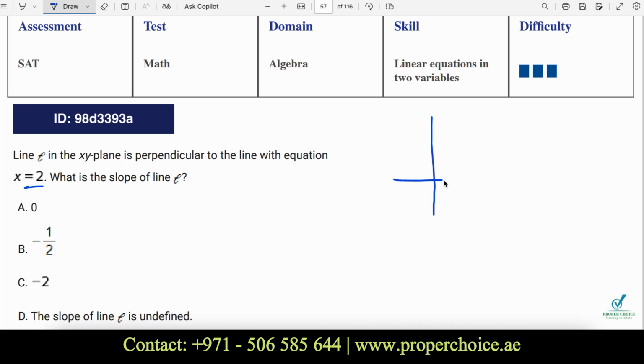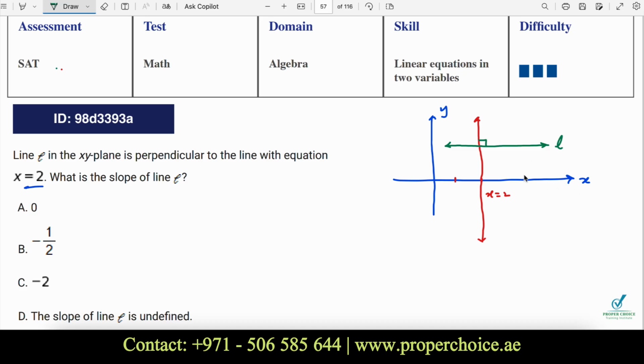If I am just showing you roughly the graph, whatever they are asking, x axis, y axis. Now what is the line x equals 2? If I am saying x equals 1, x equals 2, this is the line. So now this line is at x equals 2 and the line L is perpendicular to this line. So when I say that line L is perpendicular to it, then definitely it should make an angle of 90 degrees. In other words, this line L should be parallel to the x-axis.